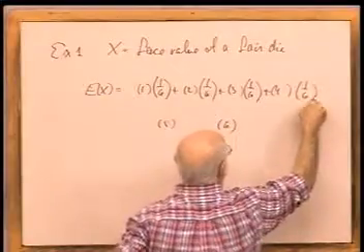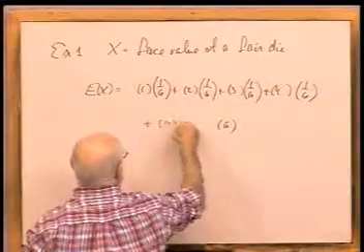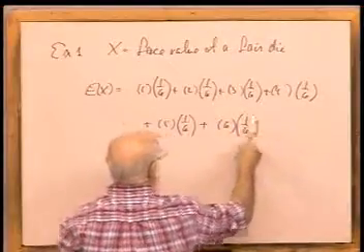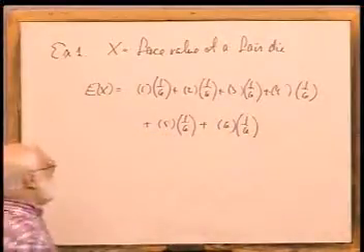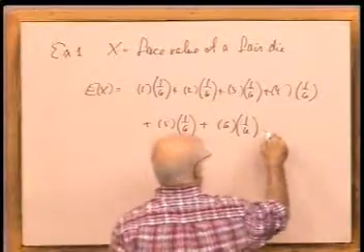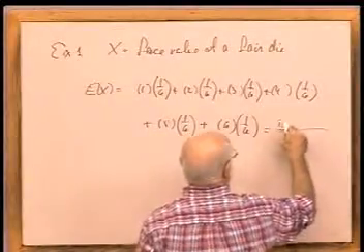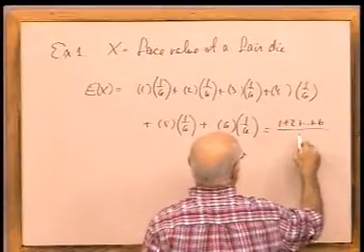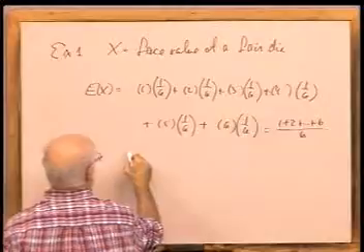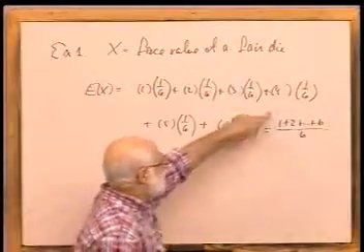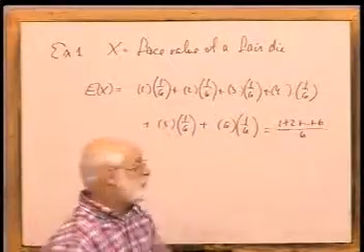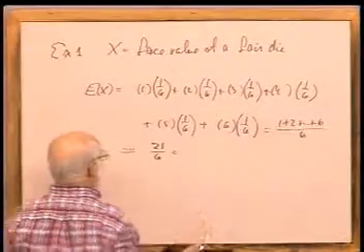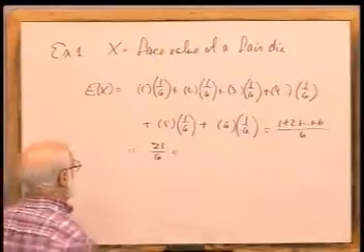In this case, they're all 1/6 because it's a fair die by definition. And so what I have here then is 1 plus 2 and so forth up through 6 divided by 6. So the sum of these numbers is, what's that, 21? So it's going to be 21 over 6, which is 3.5.